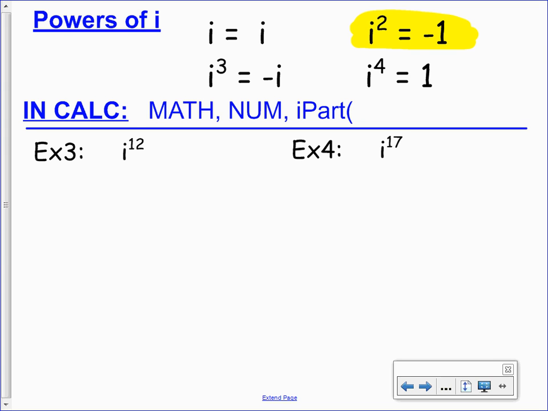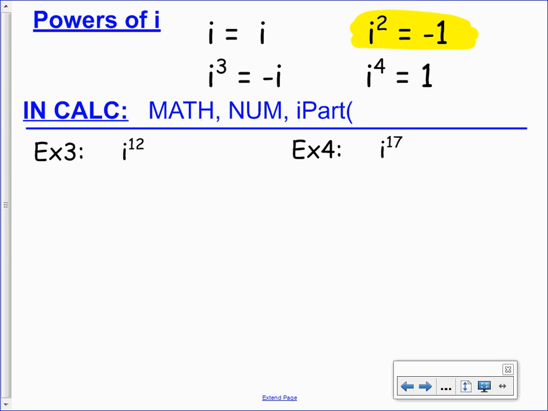Okay, here we go. The powers of i. So first, i is i, then i squared is -1. i to the third would be -1 times i, which is -i. Then i to the fourth would be -1 times -1, which would be 1. So that pattern keeps going on. It goes i, -1, -i, 1, and it keeps on going.